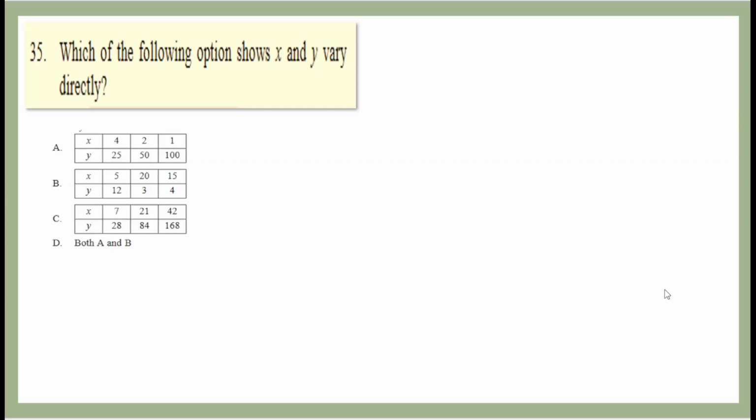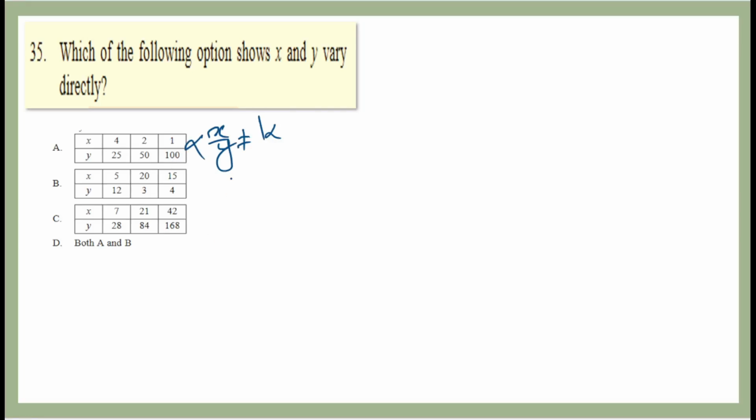Now first question. The three sets of table values are given and we need to check whether x and y vary directly. According to definition, if x varies directly as y, then x by y is a constant. Now for option A, x by y is not equal to a same constant k for all the three sets of values of x and y. Hence, A values are not in direct proportion.